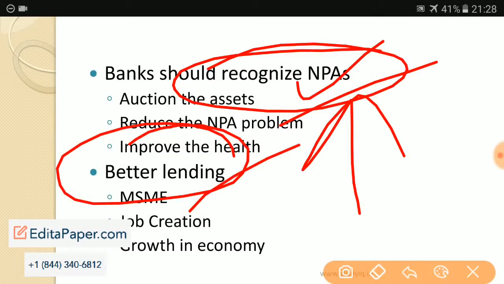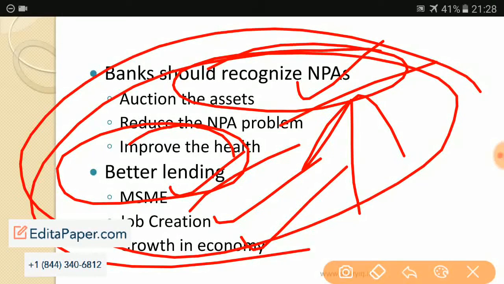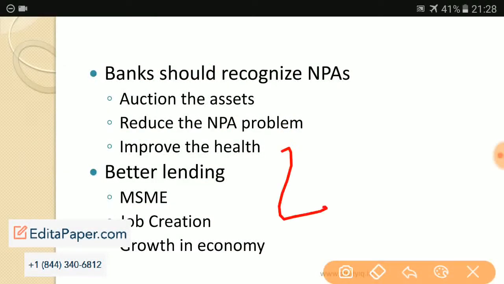That would lead to greater lending to micro, small and medium enterprises, greater job creation, more demand, more growth in the economy. So that is a very good solution proposed by the government, that once the capital infusion is done, the twin problems of the NPAs as well as the low credit growth in the economy would be solved, and credit growth would increase because of better lending, and the NPA problem can be dealt with.